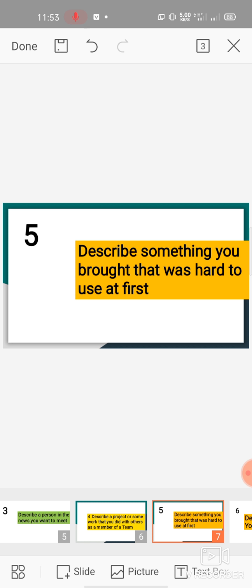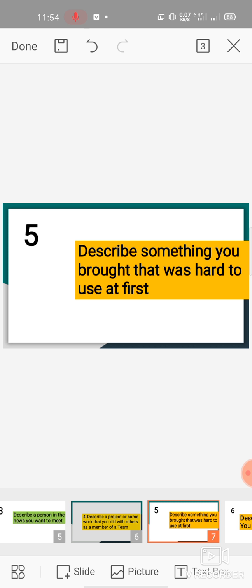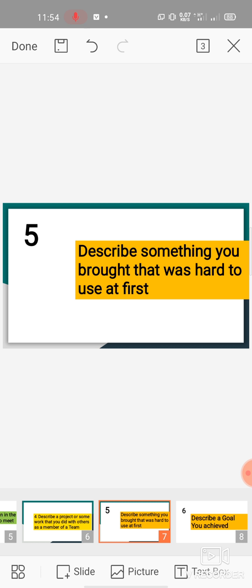Next one, the fifth one, describe something you bought that was hard to use at first. So you bought a thing that is new for you, and you can describe why it was hard to use for the first time, because you were afraid.